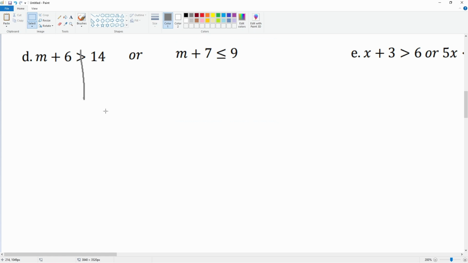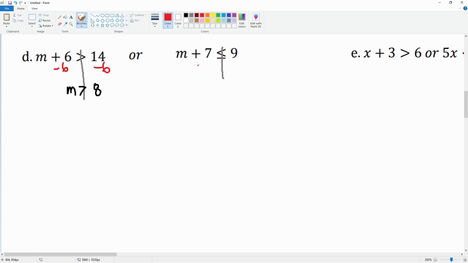All right, so we have m plus 6. It is greater than 14, so all we have to do is subtract 6 from both sides, leaving you with just m greater than 8. Okay, and then here, let's draw the line down.